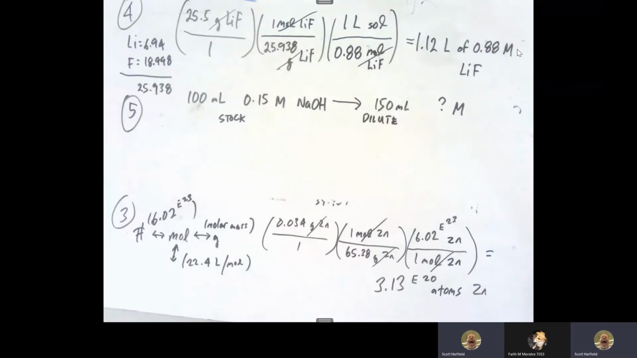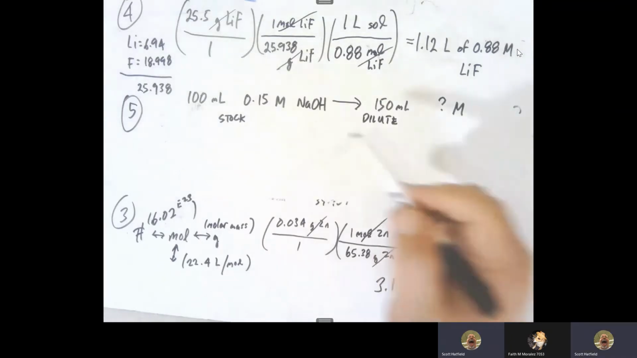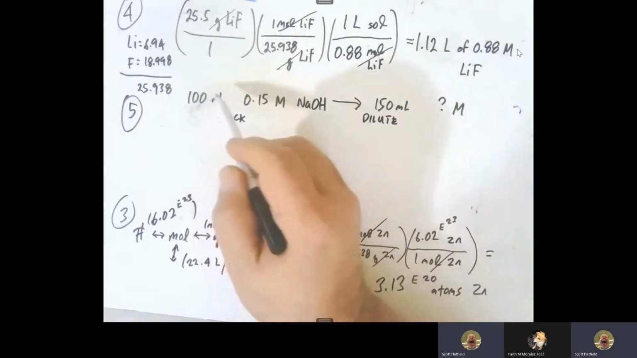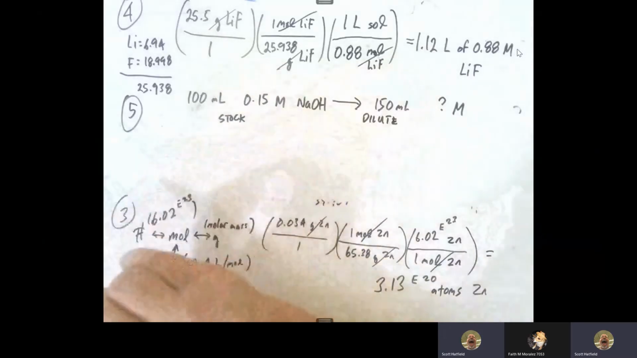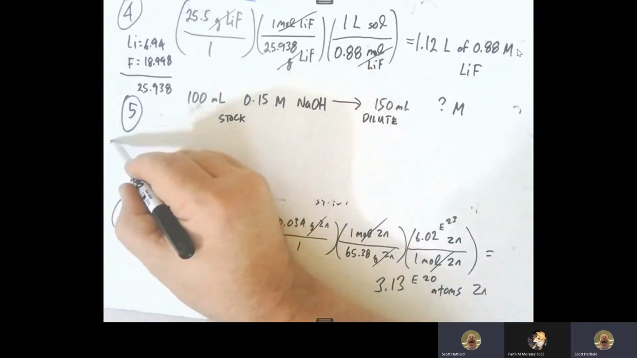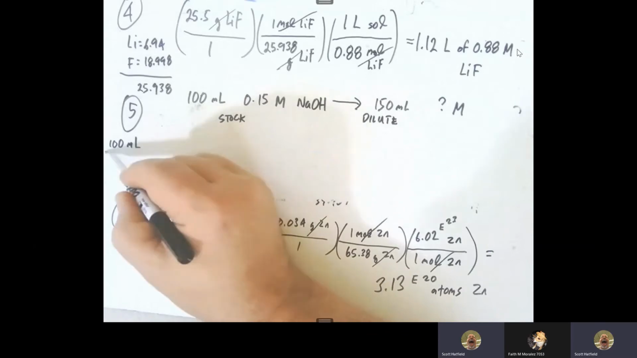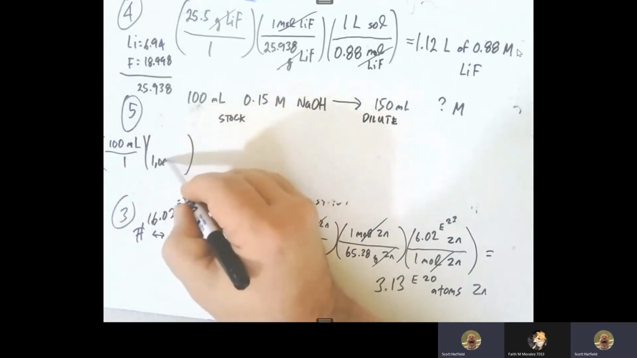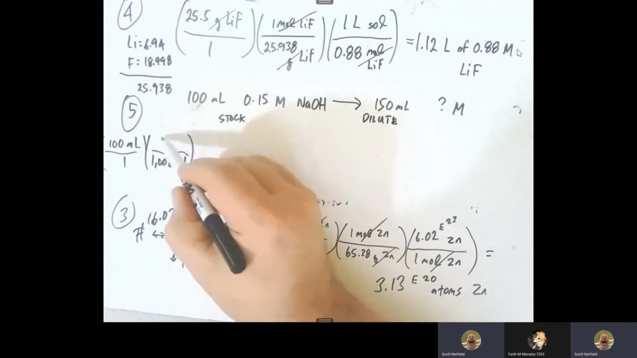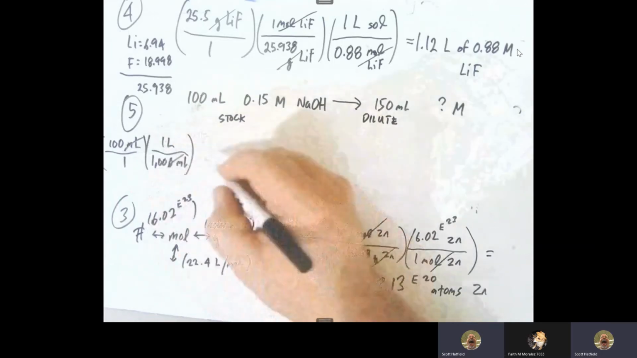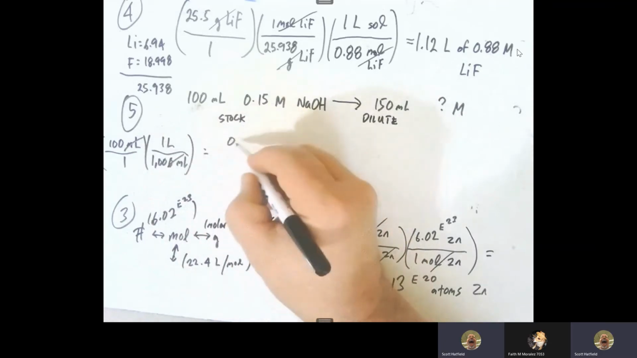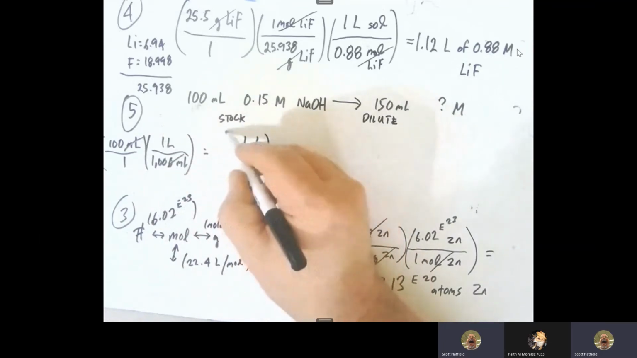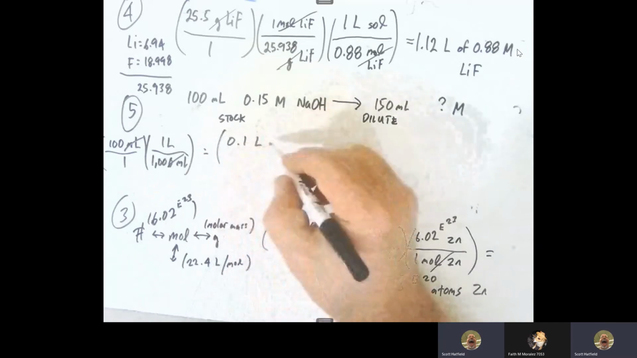Well, this is a pain in the neck because molarity is moles per liter. It's not moles per milliliter. So we have to take the numbers for milliliters here and convert them into liters. The way we do that is we use the fact that there are 1,000 milliliters in 1 liter. You just divide by 1,000. And so it turns out that this is 0.1 liters. Okay.